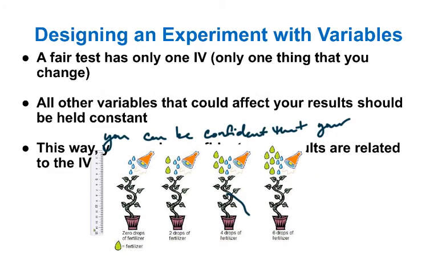So, a couple important notes about variables within an experiment. And I've already talked about, I think, most of these, but it's really important to mention again. A fair test has only one IV, or independent variable, only one thing that you change. Okay? I could do this experiment differently, where they're all getting 1 drop of fertilizer, 4 drops of water, but they have different types of soil.